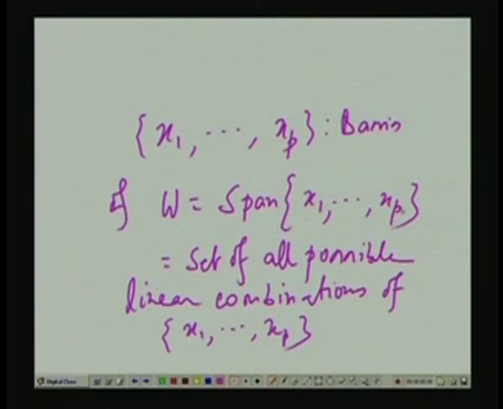And if they are linearly independent, then I say that this becomes a basis. Linearly independent means none of them is expressible as a linear combination of the rest. Now, I am trying to do things fast and I am skipping many mathematical details.